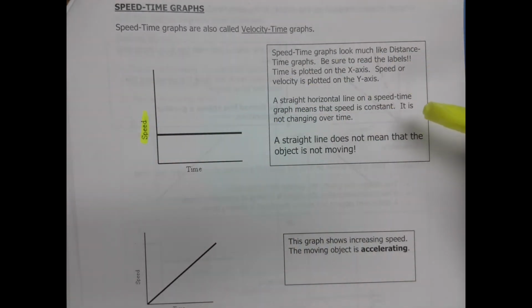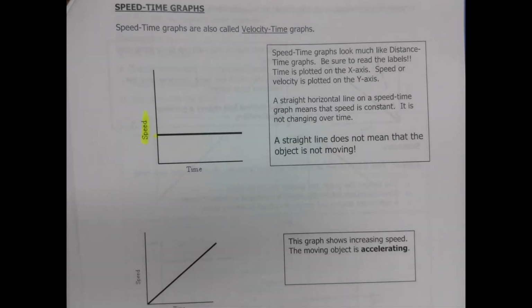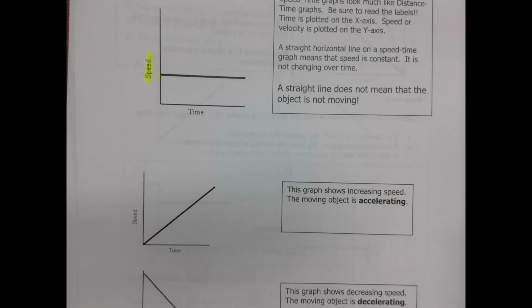A straight horizontal line on a speed time graph means that the speed is constant. So it's at some speed right here. A straight line does not mean the object is not moving. In a distance time graph, it does, but in a speed time graph, that means that it is staying at the same speed. So this graph shows an increased speed.